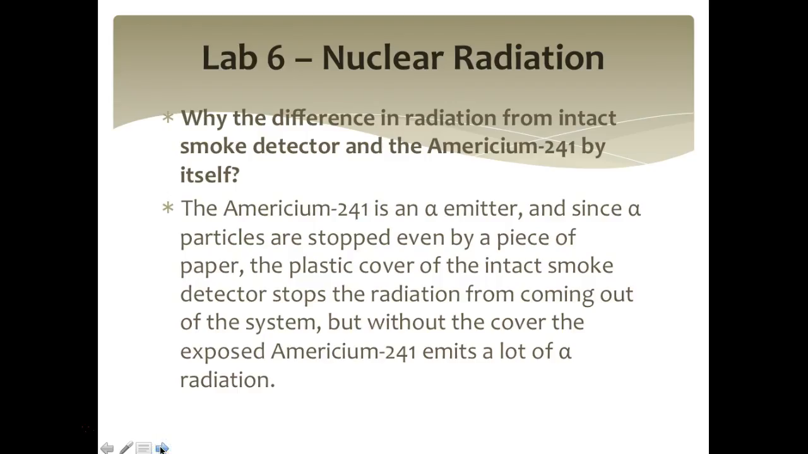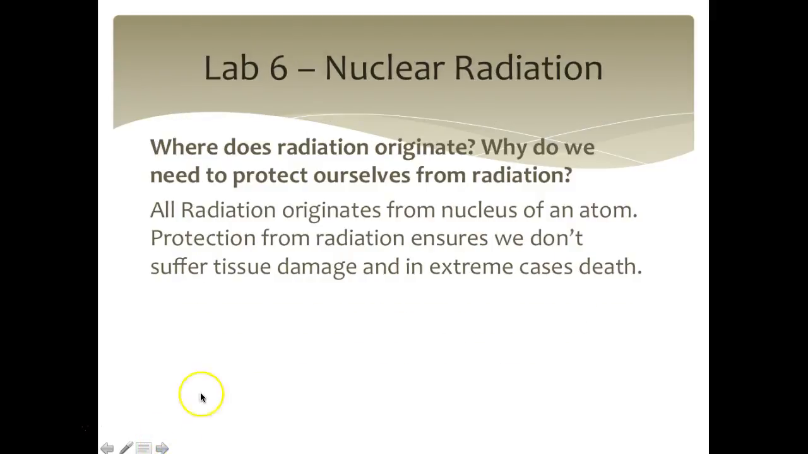So what is the difference in radiation between the intact smoke detector and just the source? You can see that that plastic cover makes a world of difference. Without the plastic cover, it's very high. With the plastic cover on, it goes down to 0. So where does radiation originate? In the nucleus of an atom. We need to protect ourselves from radiation exposure, otherwise it'll lead to tissue damage, and of course in extreme cases of exposure it leads to death.